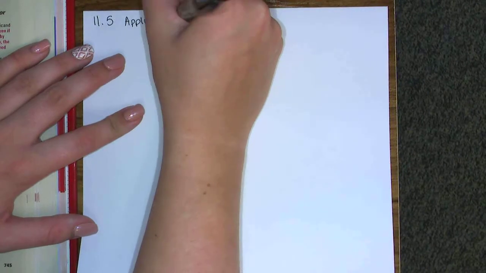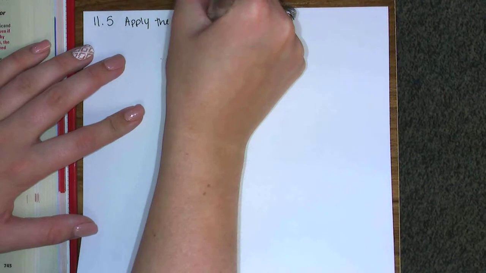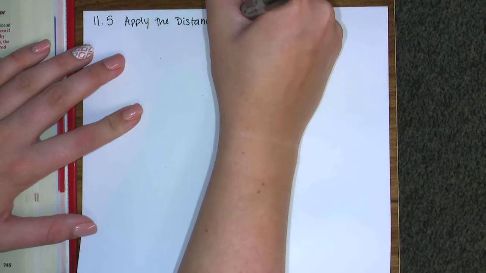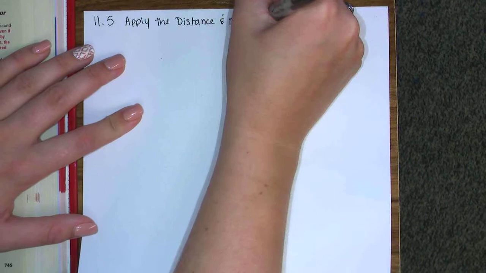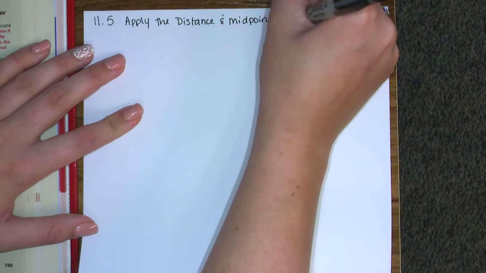All right, congratulations. You have successfully made it to the last section of our year. And so that's going to be 11.5. Apply the distance and midpoint formulas.